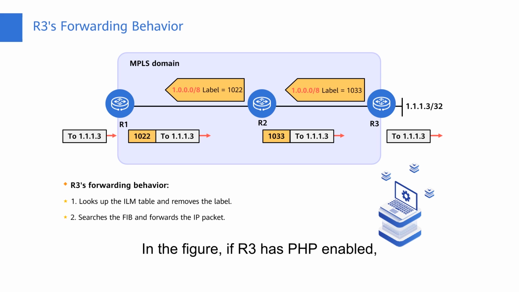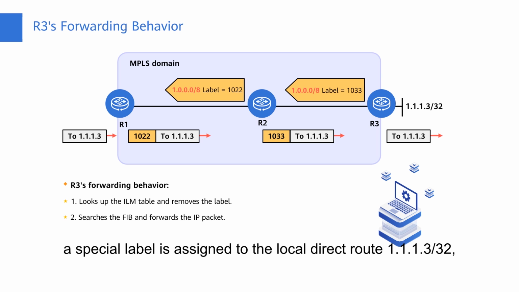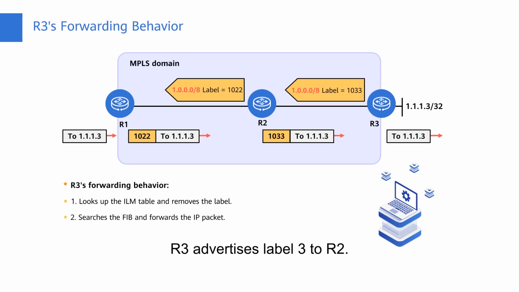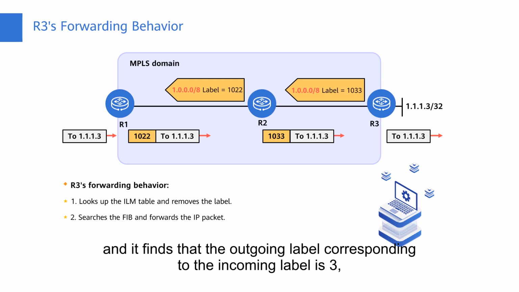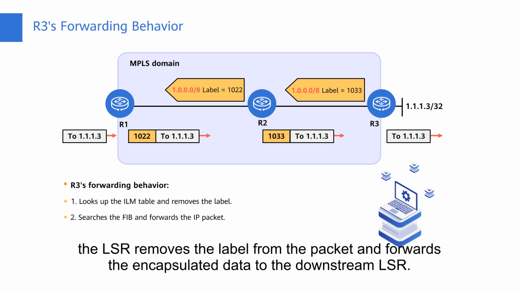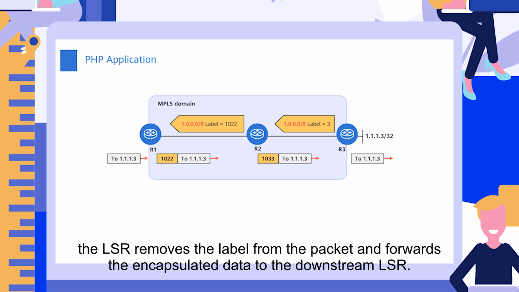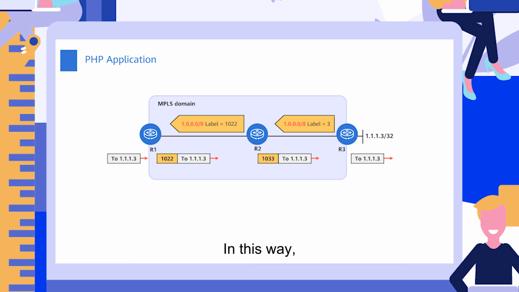In the figure, if R3 has PHP enabled, a special label is assigned to the local direct route 1.1.1.3/32, which is referred to as an implicit null label of value 3. R3 advertises label 3 to R2. Once an LSR receives the labeled packet and finds that the outgoing label corresponding to the incoming label is 3, the LSR removes the label from the packet and forwards the encapsulated data to the downstream LSR. In this way, penultimate hop popping is performed.